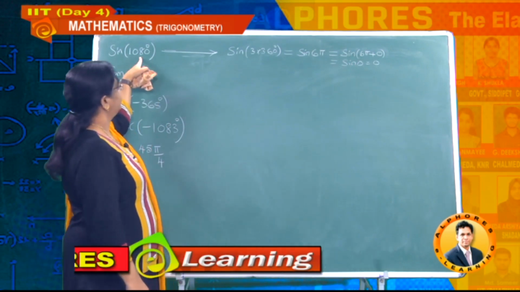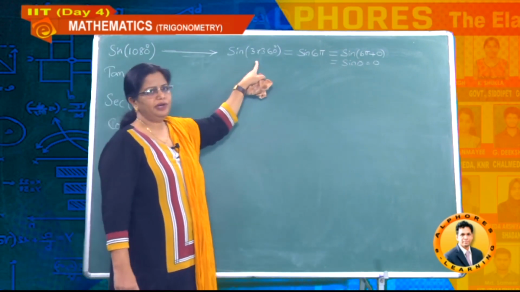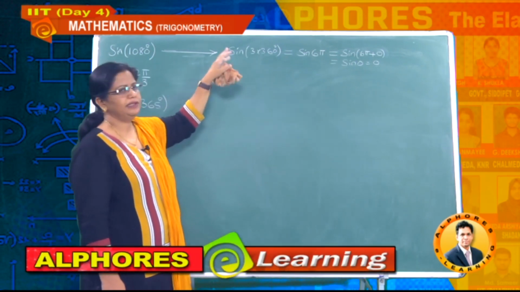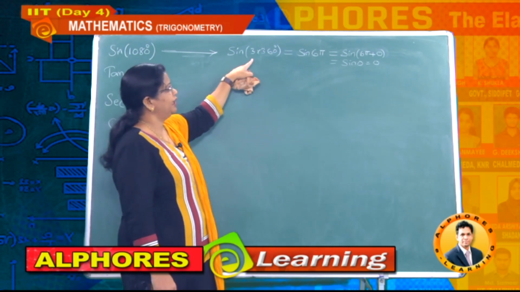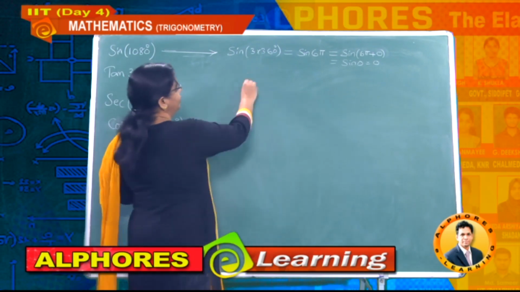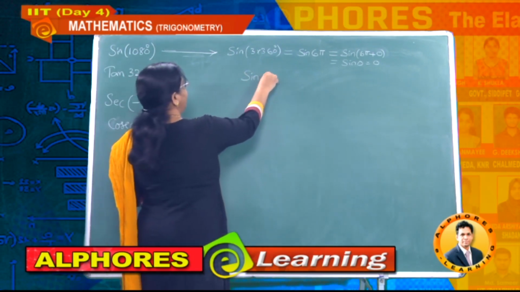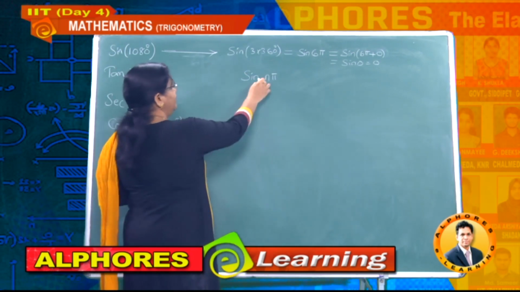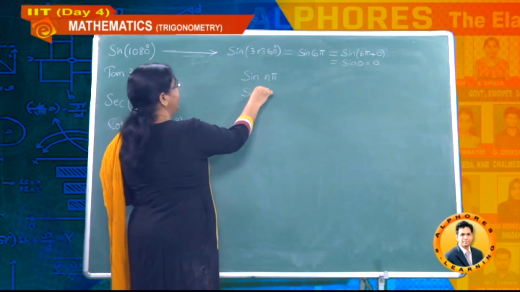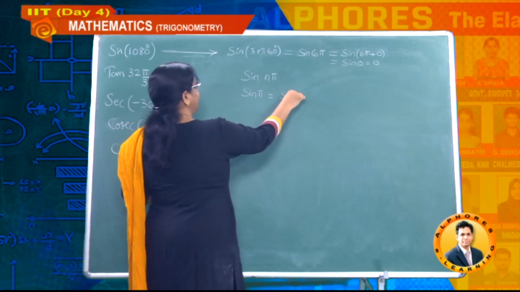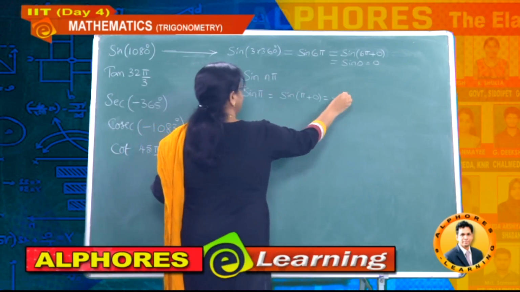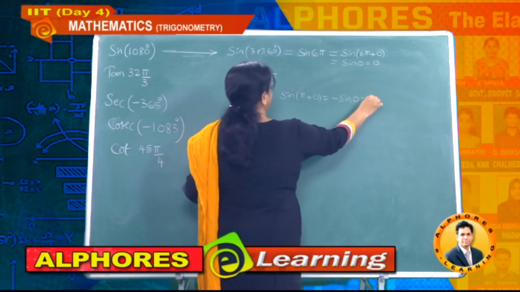Therefore sine 1080, directly you got the answer as how much here? 0. Earlier you know only sine 0 is 0. Now we can develop a formula also here. In general, sine n pi: if I take n equal to 1, I write sine pi. Sine pi means sine of pi plus 0, that is equal to how much? Minus sine 0, and that is equal to what here?